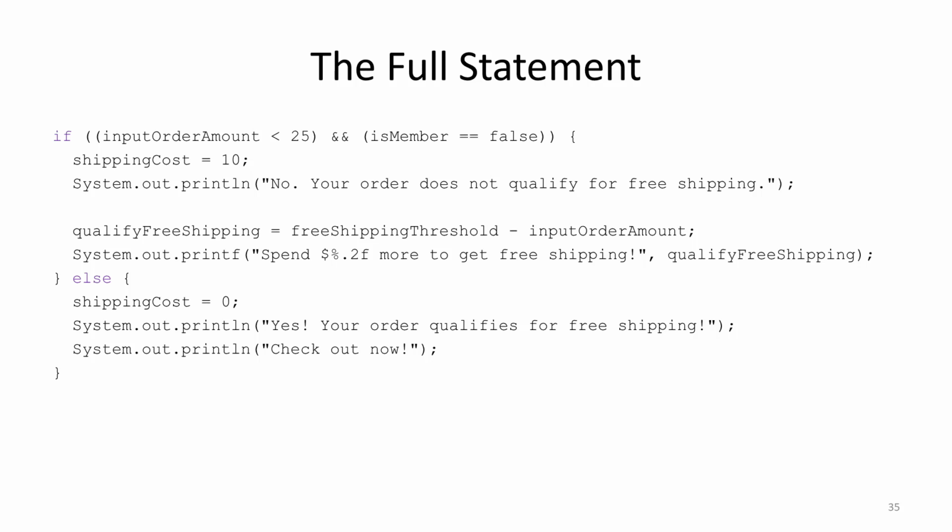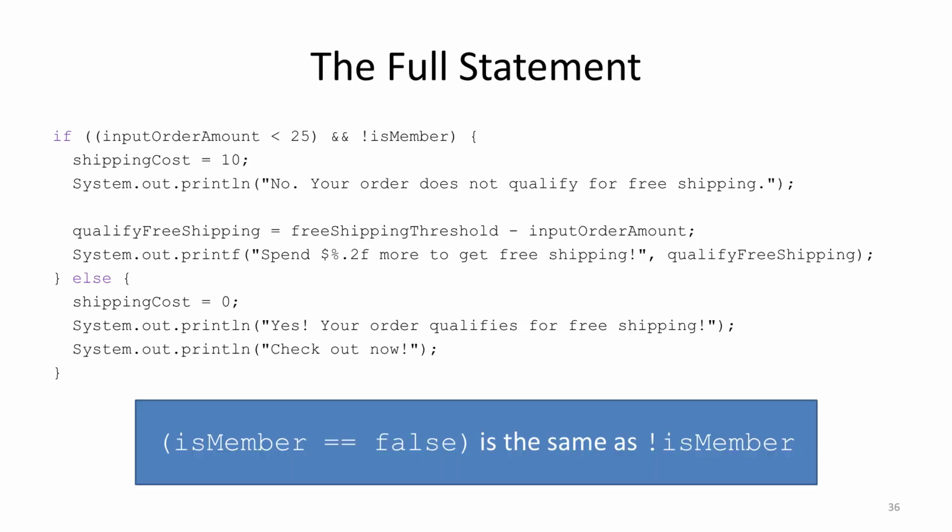Basically, the body of the if and the body of the else are switched from the previous example with the or. If we use an and to represent the same situation, then the body of the if represents the user paying for shipping, and the body of the else represents the user getting free shipping. And just as we simplified the is member comparison, because is member is a Boolean itself, we do not actually need a comparison. We can just use the exclamation point. So the exclamation point is the Boolean not.